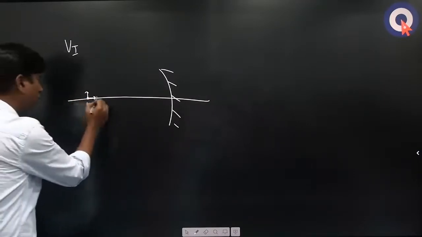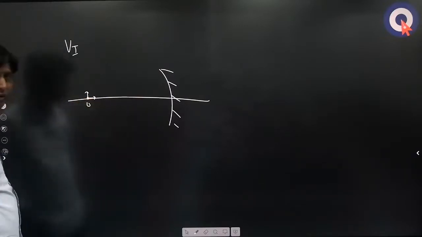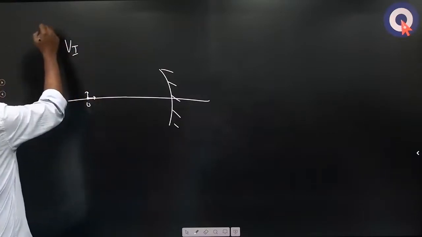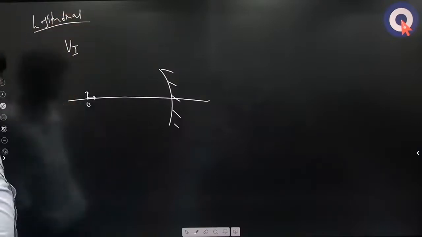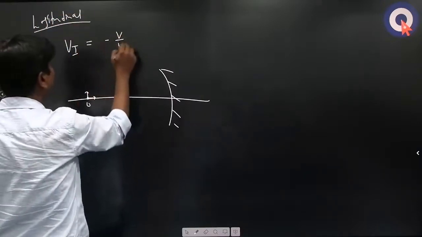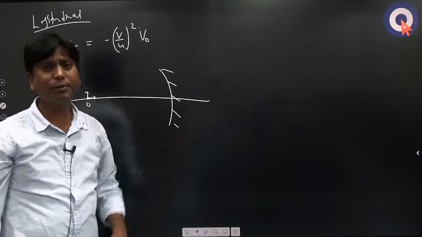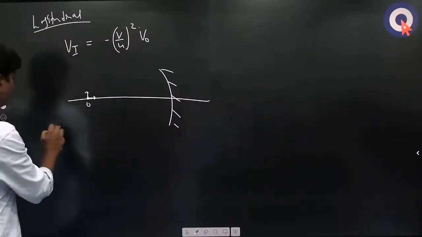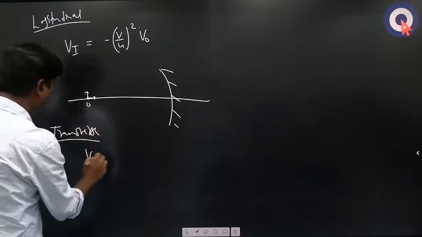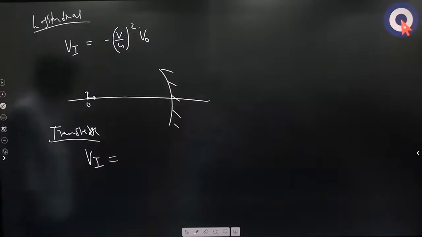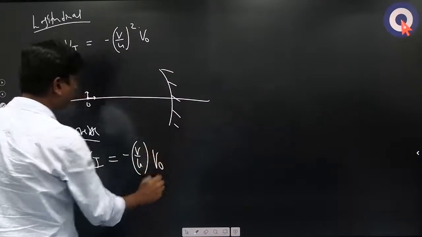Whenever it is moving along the x-axis, that is along the principal axis, then the speed of the image works out like this. This is the longitudinal direction. When it comes to the longitudinal direction, the speed of the image is always equal to minus (v by u) whole square times the speed of the object, something like magnification square times the speed of the object. Whereas in the transverse direction, the speed of the image is simply equal to minus (v by u) times the speed of the object.